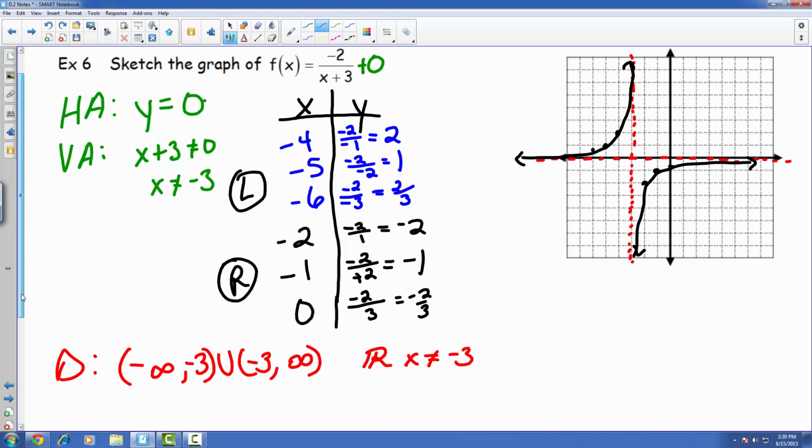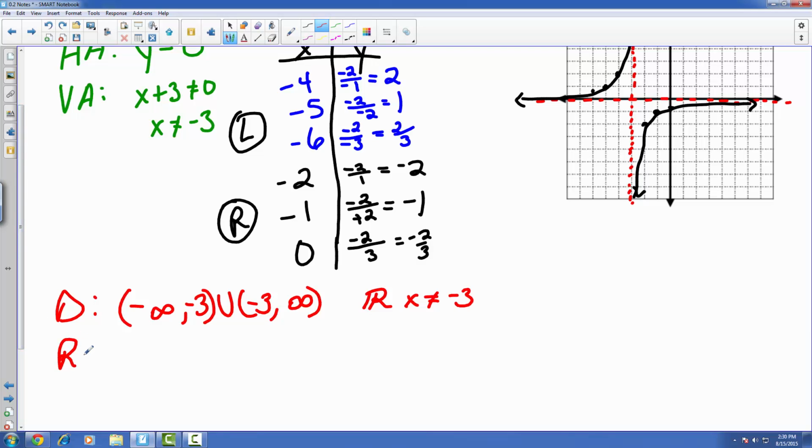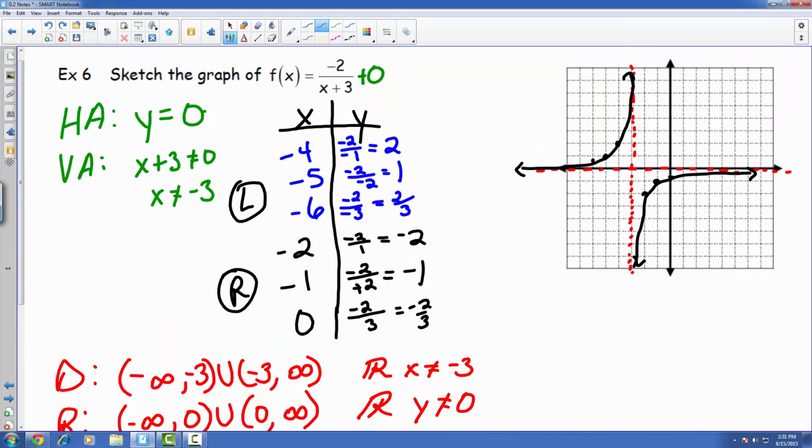For our range, again, range is just the y values. We're starting out at negative infinity. Can't quite reach negative infinity, so that's why they will always have parentheses around them. And then we're approaching that horizontal asymptote of 0. Can't quite reach that, so again, we have a parenthesis around it. Then it also jumps over to the left side at 0, and then goes upwards towards positive infinity. So that would include all real numbers except where y is equal to 0. So again, that is example 6 from the 0.2 set of notes.